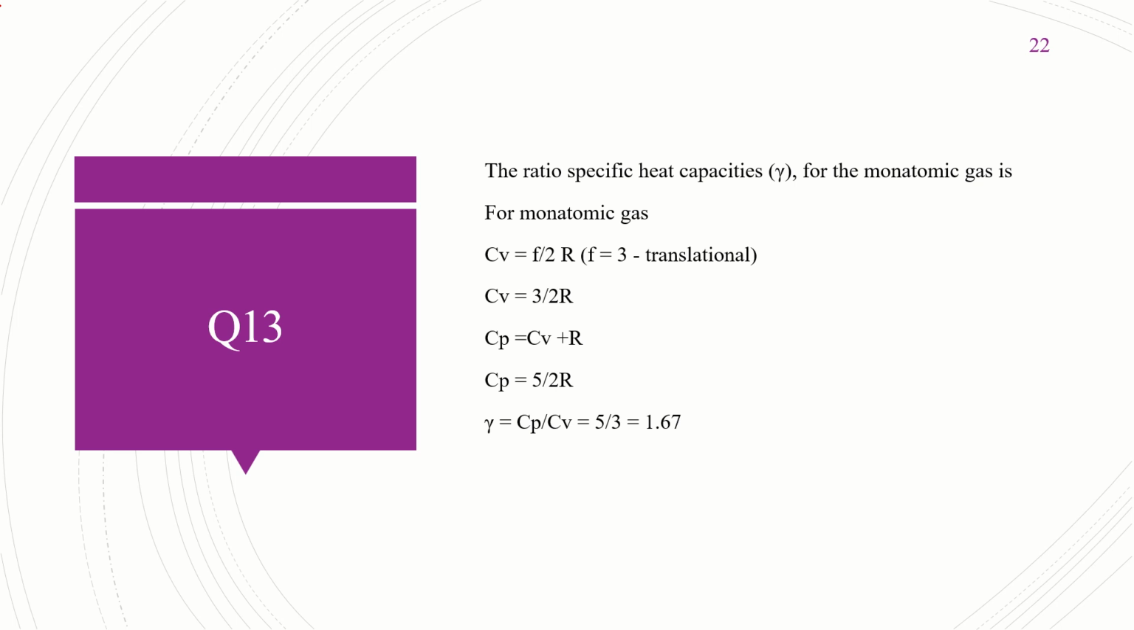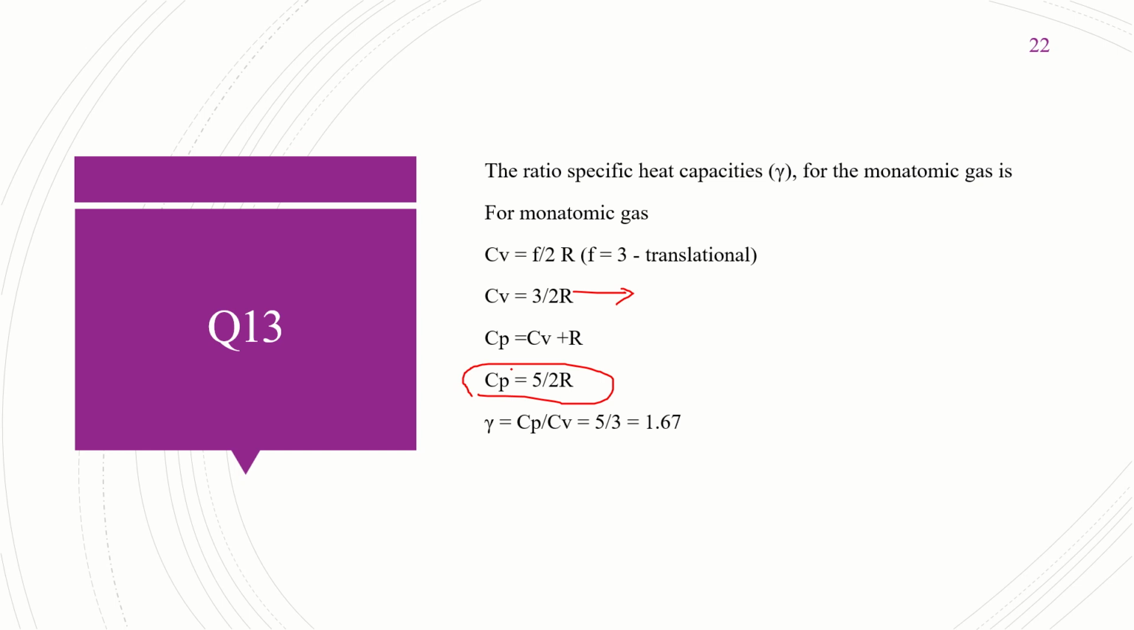So Cv for a monatomic gas is F by 2 R, where F is the degree of freedom. For a monatomic gas, the F value is 3. That is, it has only 3 degrees of freedom, only translational degrees of freedom are available. So Cv is 3 by 2 R. And Cp minus Cv is equal to R, so Cp is equal to Cv plus R. So Cp is equal to 5 by 2 R, where R is the gas constant.